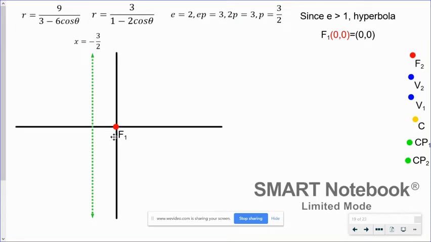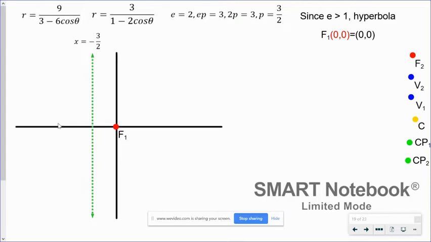What point would I find next? Well, this is the directrix, and since it's a hyperbola, the transverse axis is always perpendicular to the directrix. Which points of the hyperbola are actually on the transverse axis? Well, that's the vertices. So what angle is this one? Well, that's an angle of 0 degrees. What angle is this one? Well, that's an angle of 180 degrees.